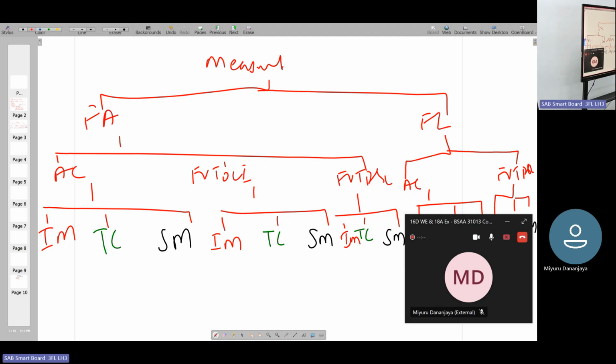Subsequent measurement. Amortized cost, it is in the name itself. Subsequent measurement should be at amortized cost. Interest income should be recognized at EIR, effective interest rate.